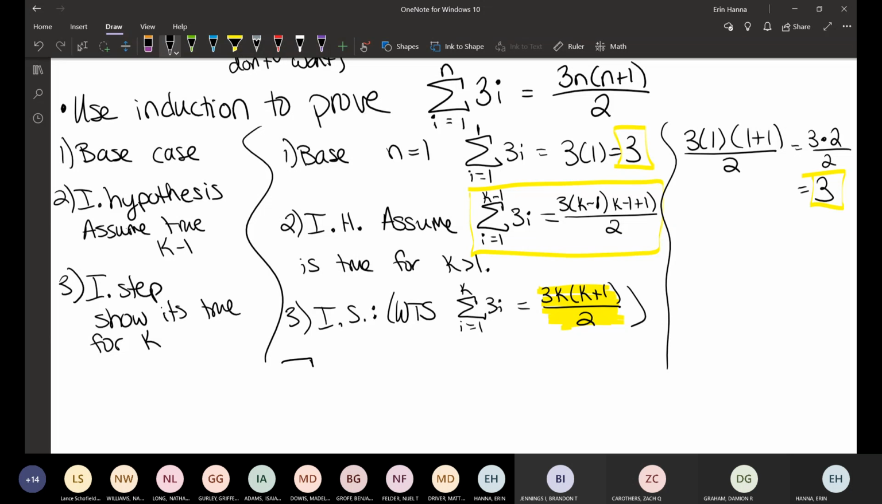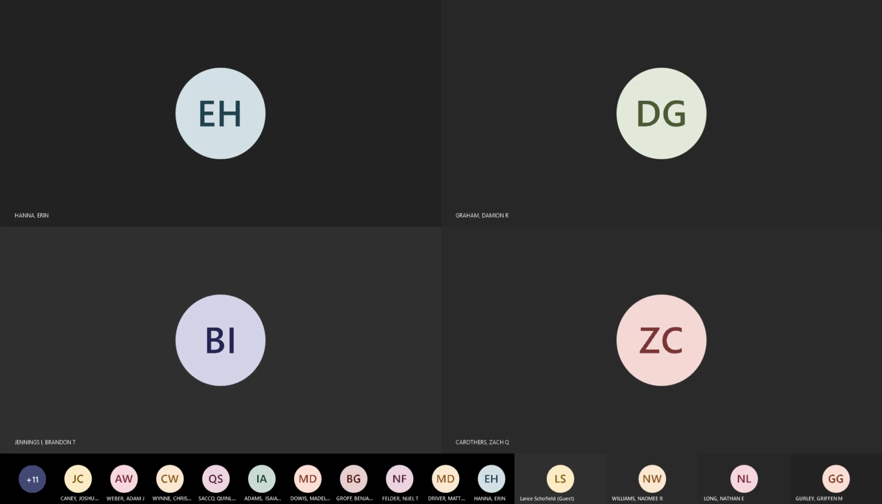If we're starting with the sum from i equals 1 to k, we can break that up into the sum. So maybe I should do this first. Remember that this is essentially 3 times 1 plus 3 times 2 plus 3 times 3. You don't see anything? Hold on one second. Unshare, reshare.